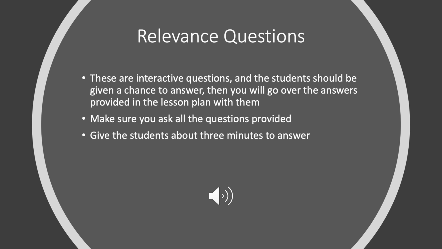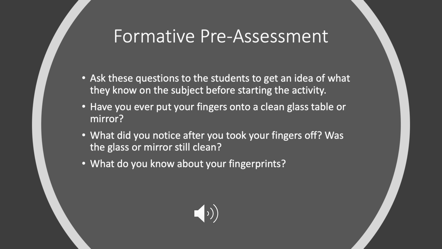The relevance questions are interactive questions, and the students should be given a chance to answer them. Then you will go over the answers provided in the lesson plan. Make sure you ask all the questions provided and give the students about 3 minutes to answer. For the formative pre-assessment, you will ask the questions provided in the lesson plan to the students to get an idea of what they know on the subject before starting the activity.